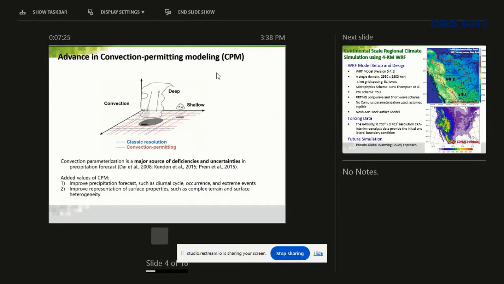But with fine resolution, we can improve the simulation of the precipitation, especially the diurnal cycle, or the 24-hour cycle, which is important in some regions like coastal regions, and also the timing of the convection, and also the extreme events, right? And in addition to that, with fine resolution, we have better land surface representation, and for that we are able to represent the complex terrain and the surface heterogeneity. Okay.